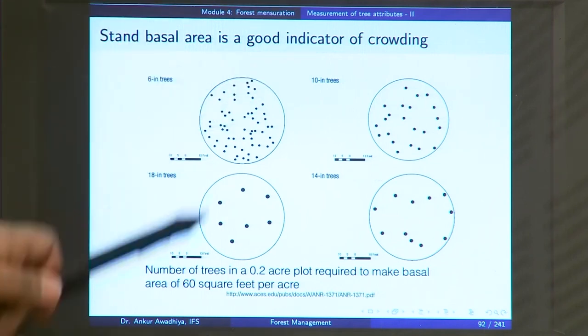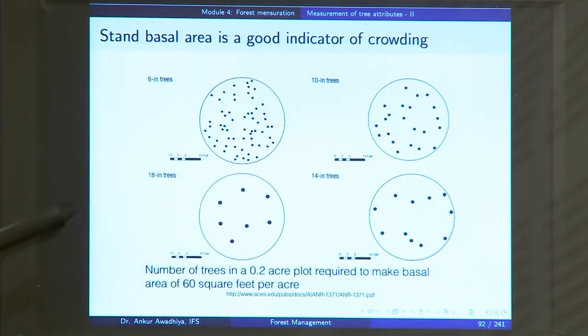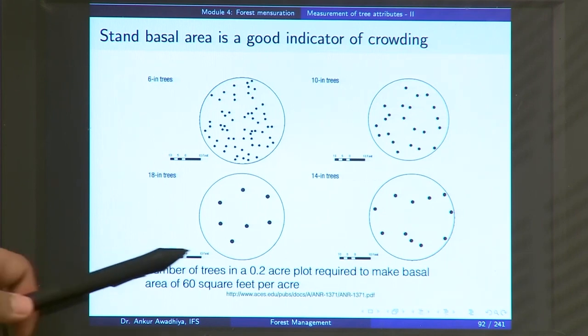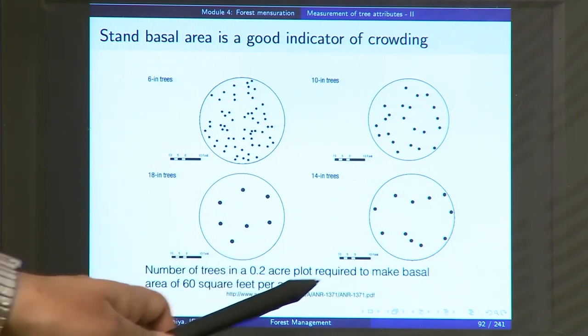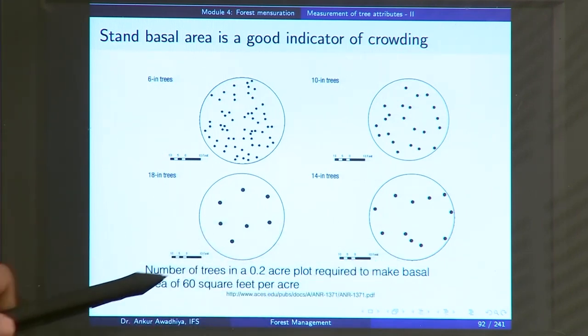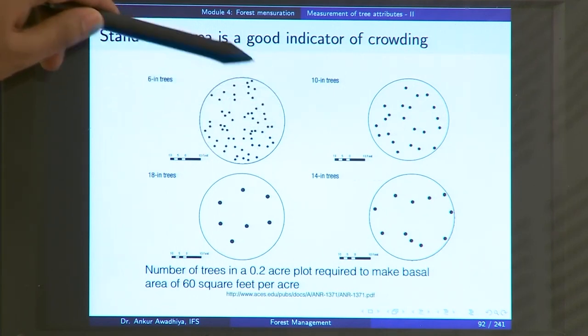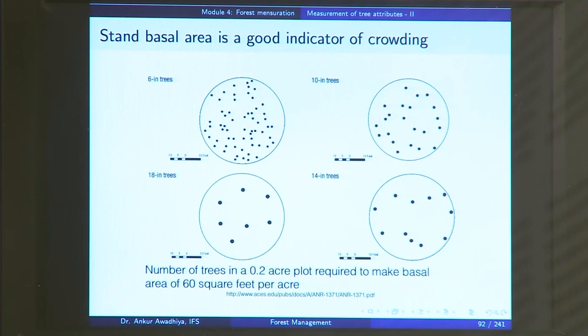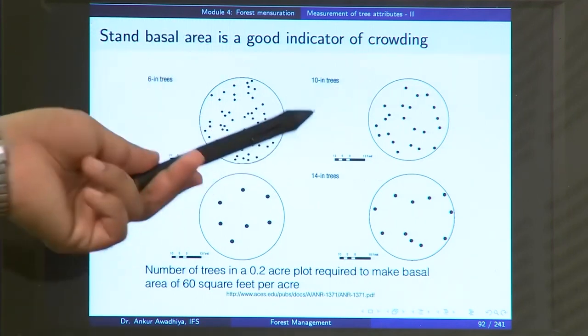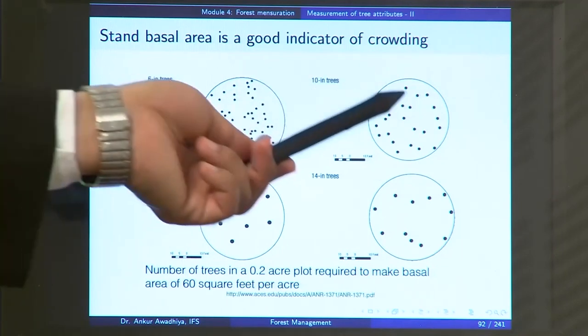Now, these four stands are representing the number of trees in a 0.2 acre plot that are required to make the same basal area of 60 square feet per acre. So, what we are seeing here is that if you have 6 inch trees, you will require so many trees to make up a basal area of 60 square feet per acre. But then if the tree size increases, you require a fewer number of trees as compared to this one.